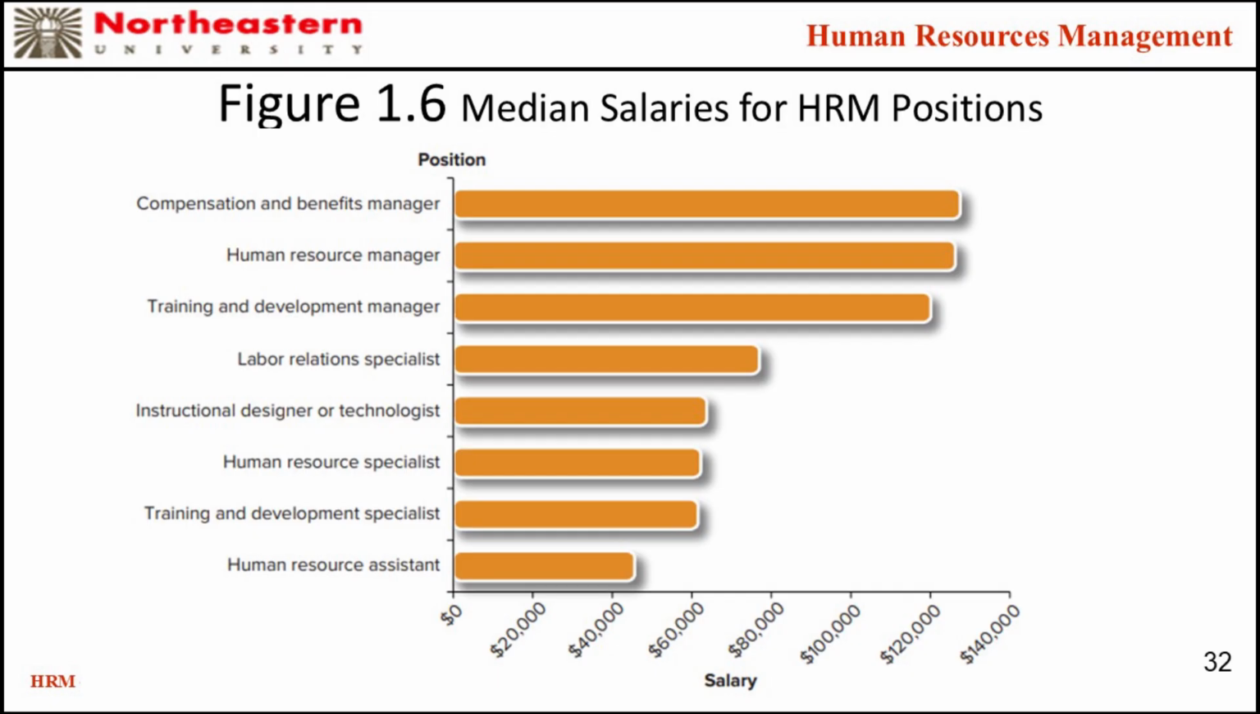Training and development manager would be next on that list, typically above $120,000. Labor relations, instructional designers, etc. Usually the instructional designers work on behalf of the training and development manager. Then you have specialists and other various types of admin assistants and generalists, ranging from your average salaries of around $40,000 to $50,000. So this is just basically a background if anybody has an interest in moving into HR.